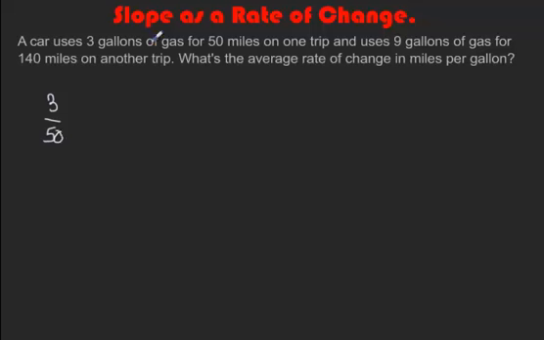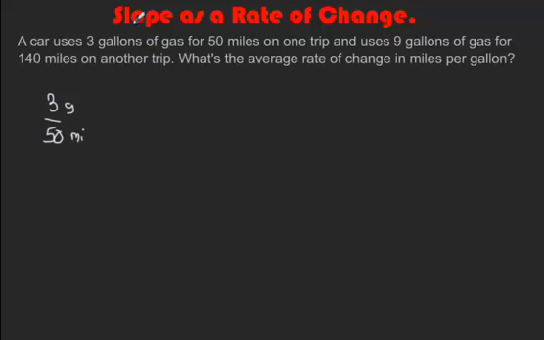But with these word problems, pay attention to the units. The units do a lot of work for you. Put a G up there for gallons and an MI down there for miles. MI is for miles, M is for meters, so make it an MI. So 3 gallons for every 50 miles.